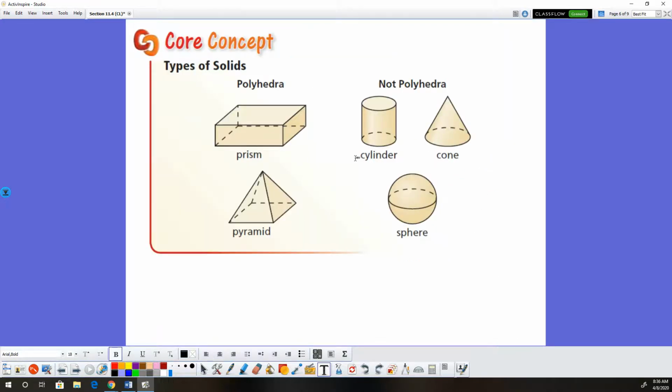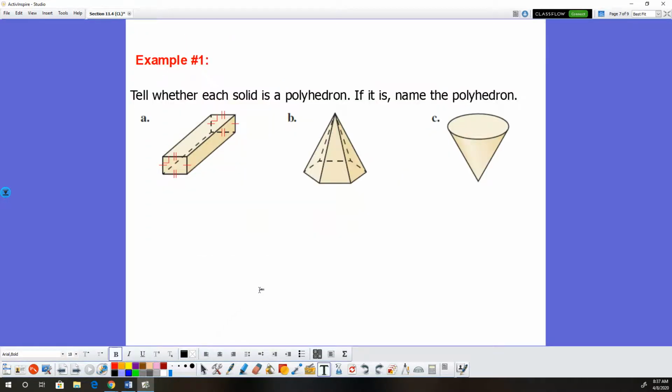All right, these are just pictures, guys. These are polyhedrons, these are not. So, like I said, polyhedrons are named according to their base. Okay, so this is a polyhedron. It has rectangular sides. It has two bases that are congruent and parallel. So this would be yes. And if I look at this, the base is a rectangle. So I would call it a rectangular prism.